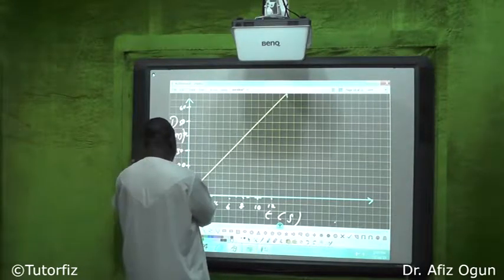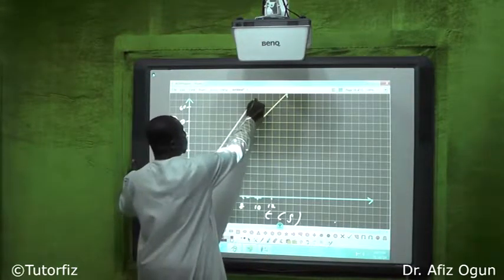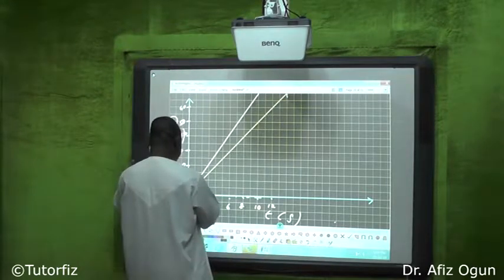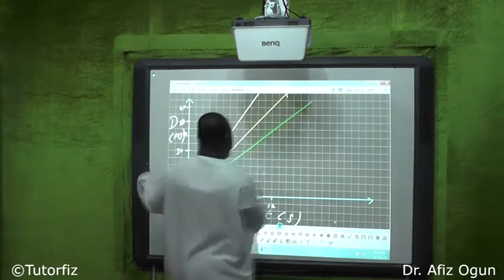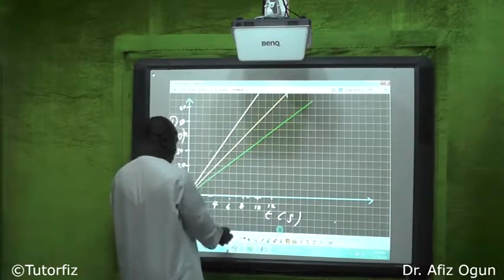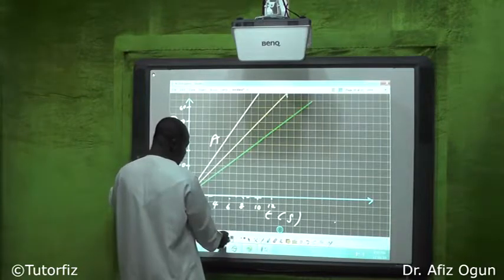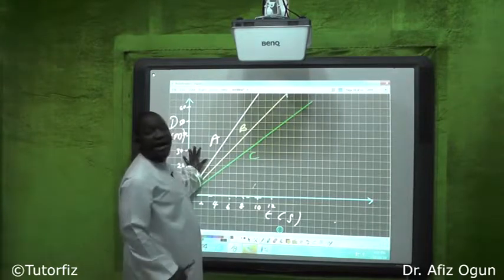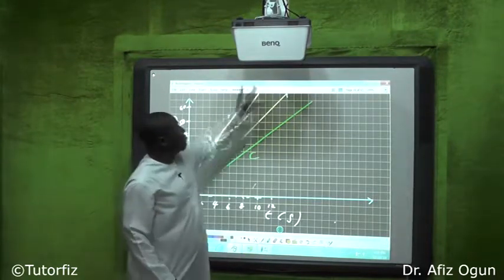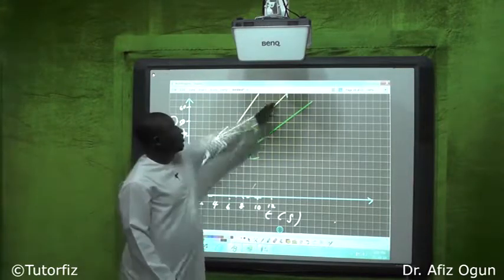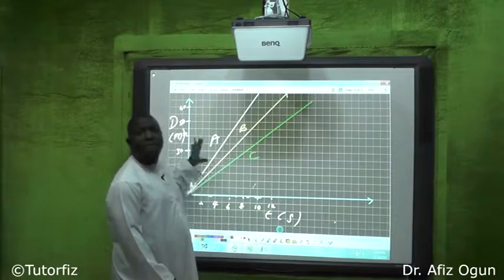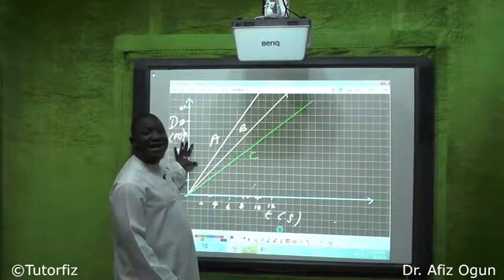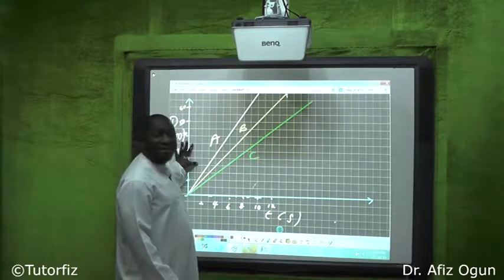If I have body A, body B and body C, three of them moving. Body A is a white body, body B is a brown body, and body C is our green body. These three bodies are moving in a straight line with uniform speed. But the speed of one is highest. The one that has the highest speed is the one that has the steepest slope.